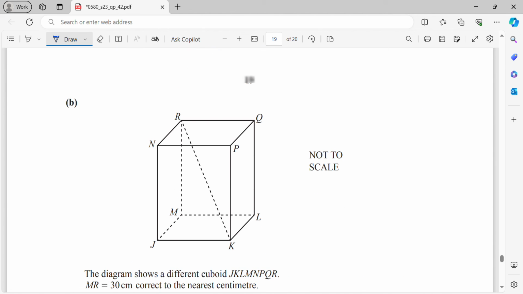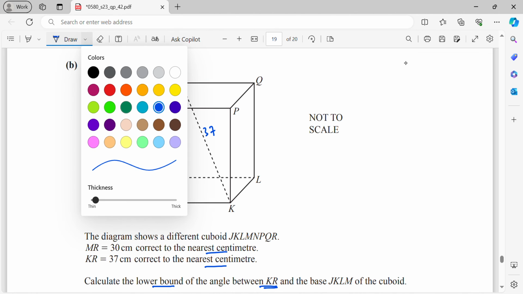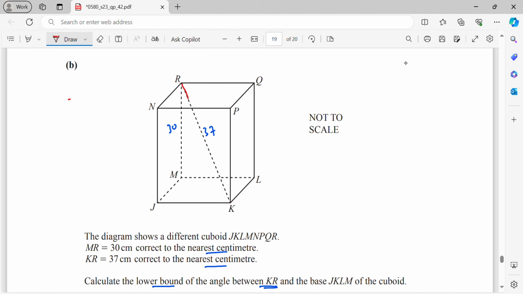Okay, now next question B. The diagram shows a different cuboid. Okay, MR is 30, so MR is 30. KR is 37, so this is 37. And then correct to the nearest centimeters for both. Now calculate the lower bound of the angle between KR. So where is the KR? Between KR, this line, and the base, JKLM. Okay, the base is here.